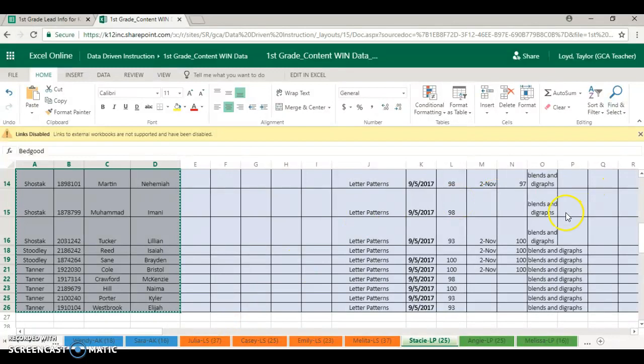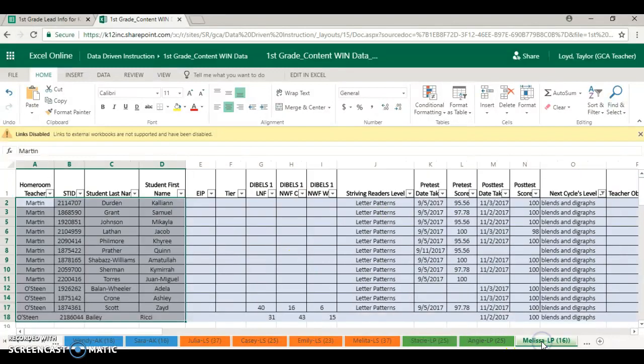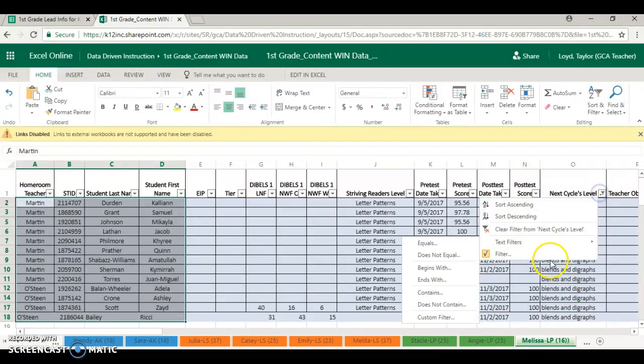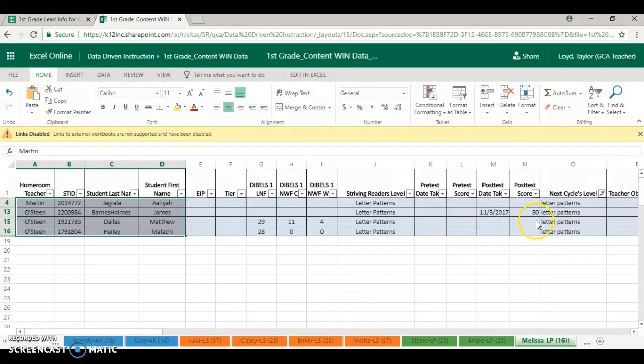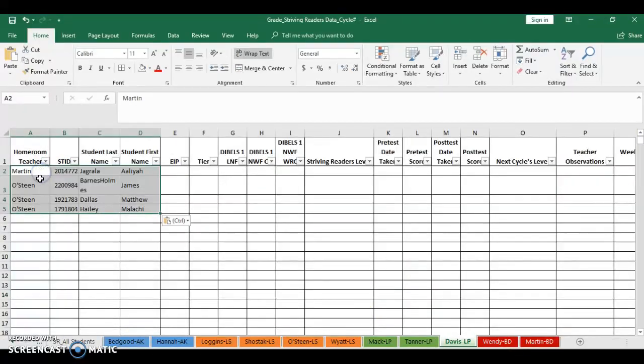So I go back to that spreadsheet they just finished, going back to my highest group and getting my repeaters, those that need to repeat letter patterns. Now, to keep track of who's repeating and how many times they are repeating, here under their level, obviously this is blends and digraphs, and I would put repeating. And then if next cycle they need to, letter patterns.